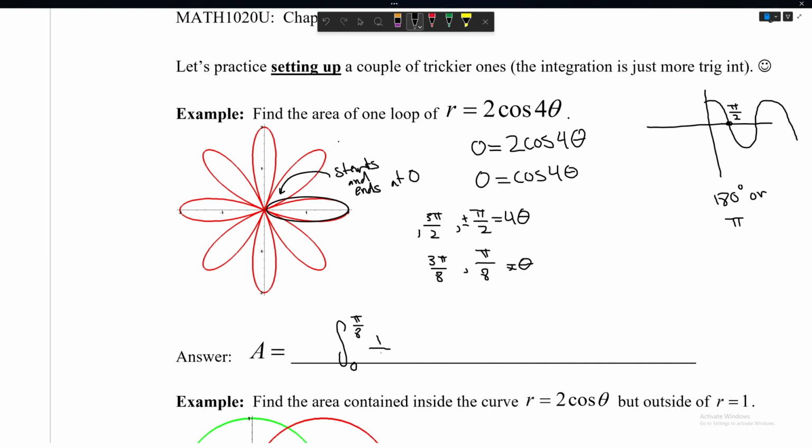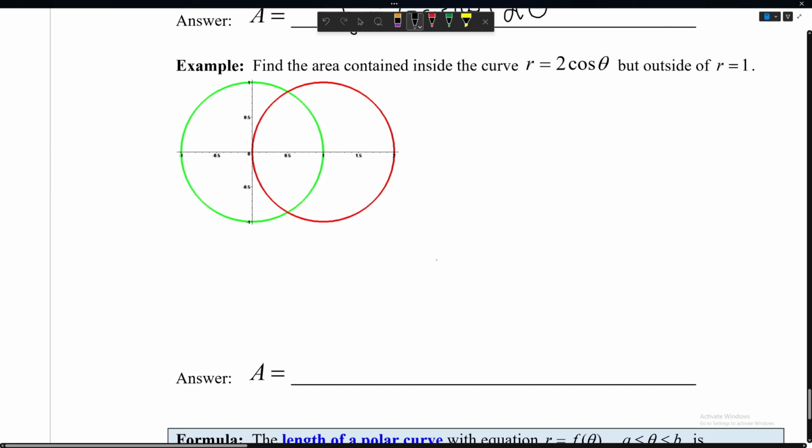And 1 over 2, and the equation squared d theta. Now you can integrate this and do all the other stuff and find the exact answer, but I'm not going to waste your time with that.